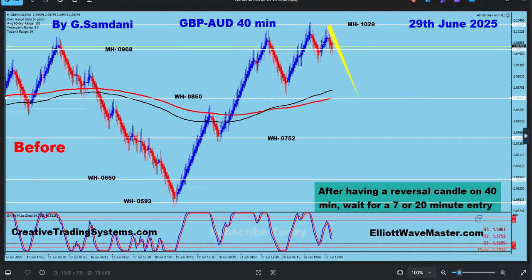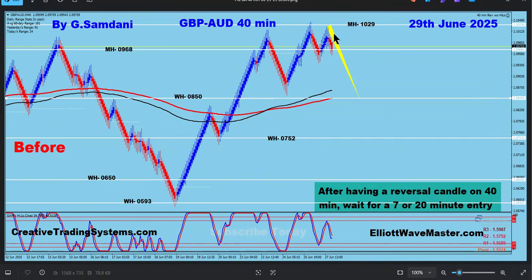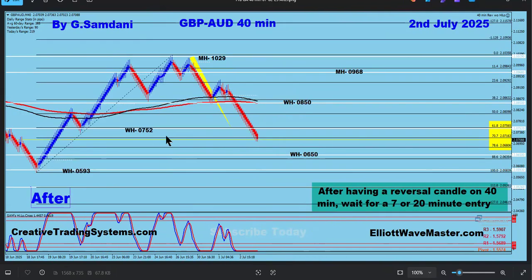So this was made on the 29th. Now the next trade you see, this is what happened to this chart. See that 40-minute chart, Pound Aussie? It started to come down, and then it came down all the way to 0752, and it came down to 0750, even lower than that. So I was able to get a 20-minute entry and a 7-minute entry, two trades from here.